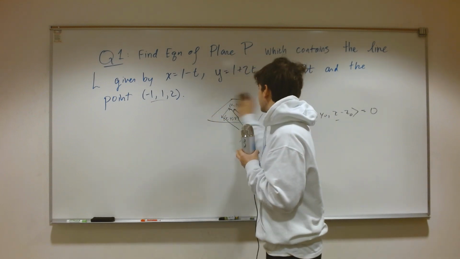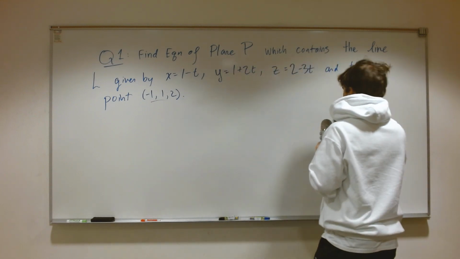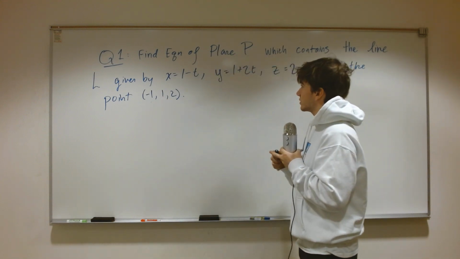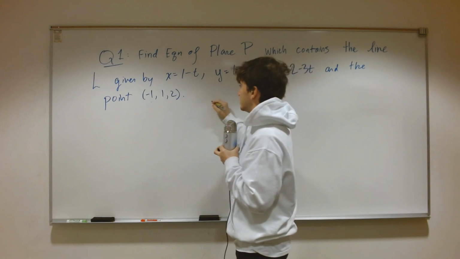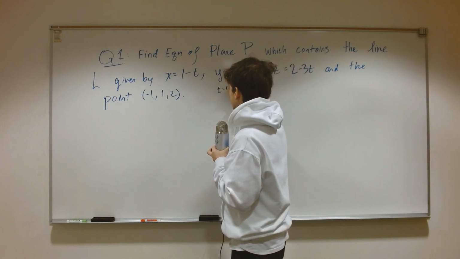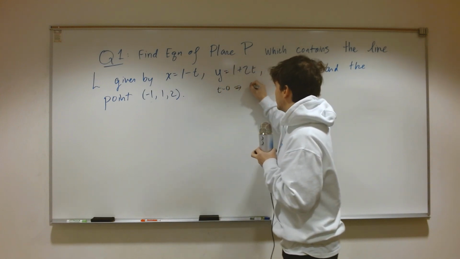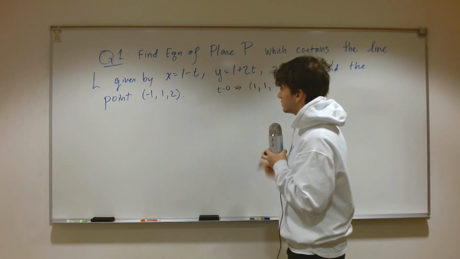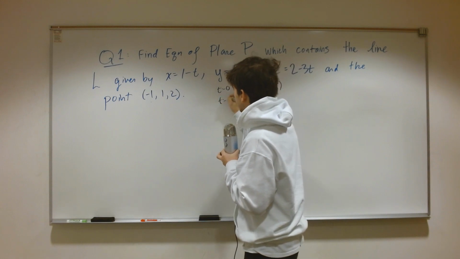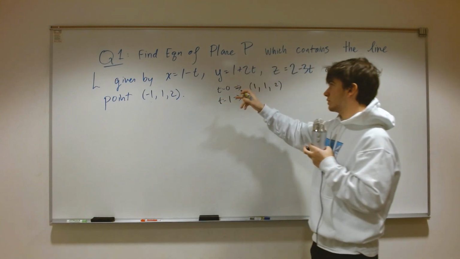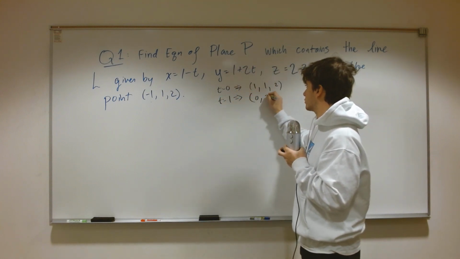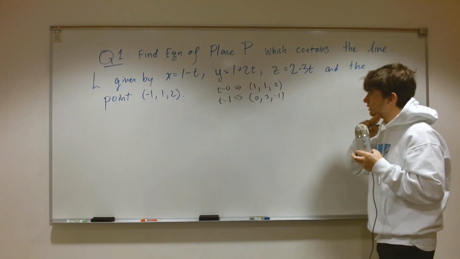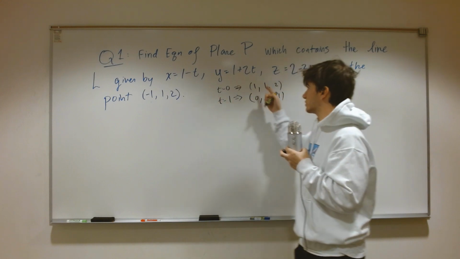So first things first, I'm going to plug in two arbitrary values of t. So plugging in t equals 0, we're going to get 1, 1, and 2 is in the plane. And then I'll just plug in t equals 1. And that'll give me 0, 3, and negative 1. And then, of course, we know negative 1, 1, and 2 is already in the plane.